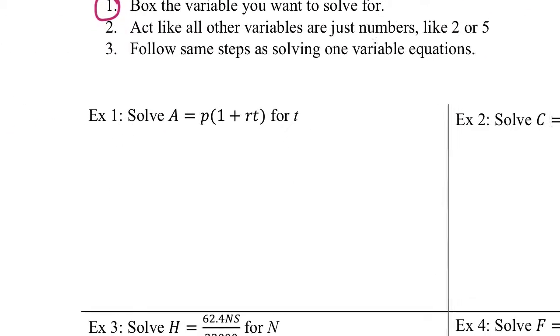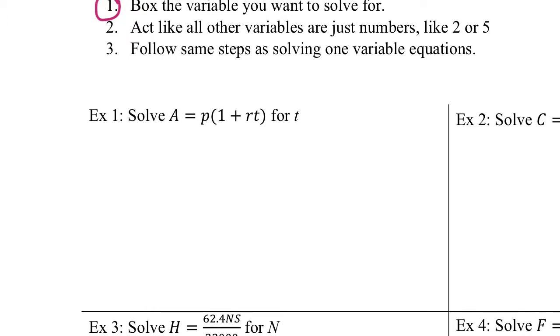Example 1: solve A equals P times the quantity 1 plus rt for t. We're going to box what we want, so I want t alone. That means I'm going to have to get rid of everything else. Now normally we would take this P and distribute it in. But if you distribute in the P, you're making more than one P value. So instead, let's think about what we're actually doing when we distribute. Distributing is actually multiplying.